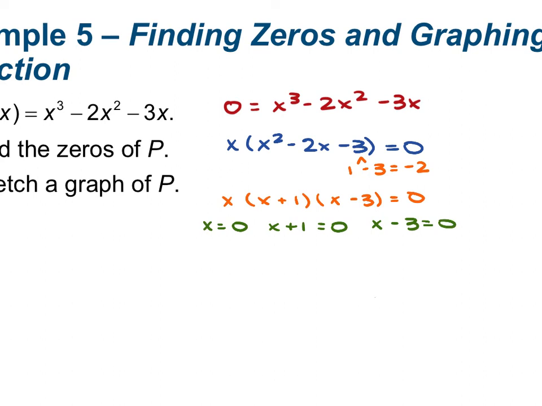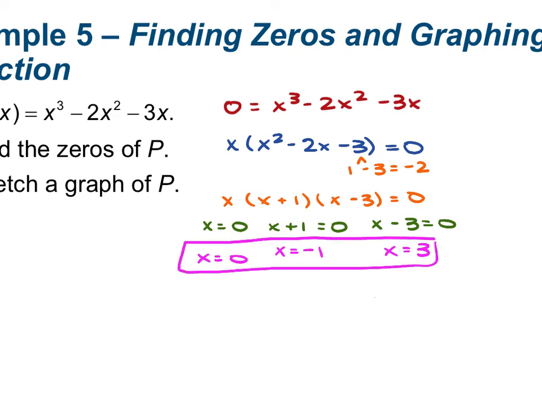If we solve x plus 1 is equal to 0, we just subtract the 1 from each side and get that x is equal to negative 1. If we add the 3 to both sides of x minus 3 is equal to 0, we get that x is equal to 3. So we have x is equal to 0, x is equal to negative 1, x is equal to 3.